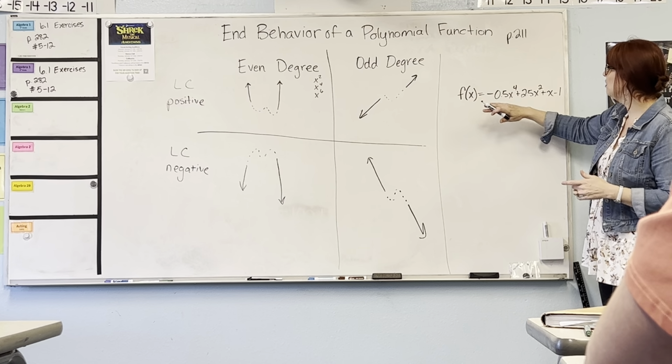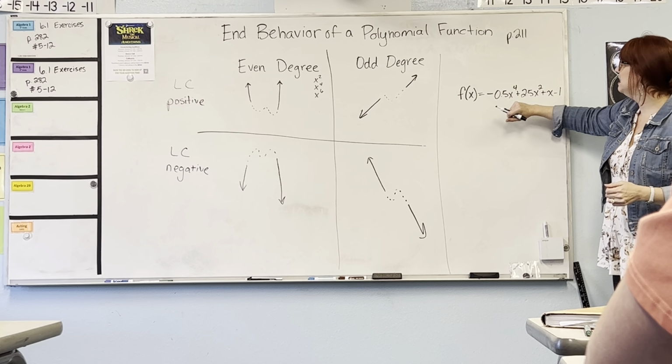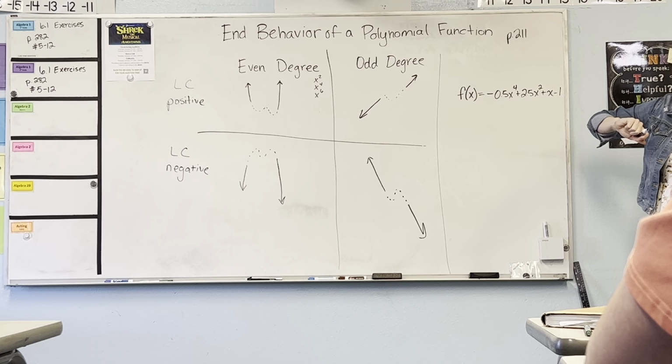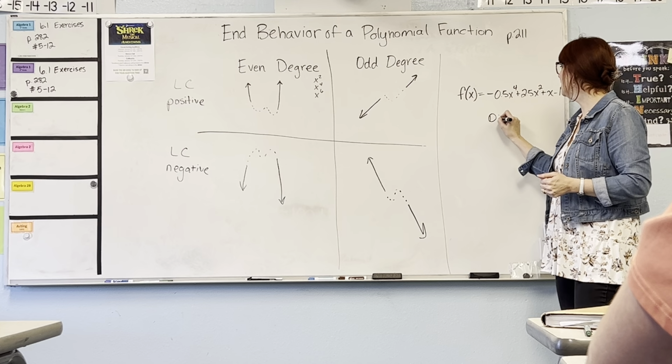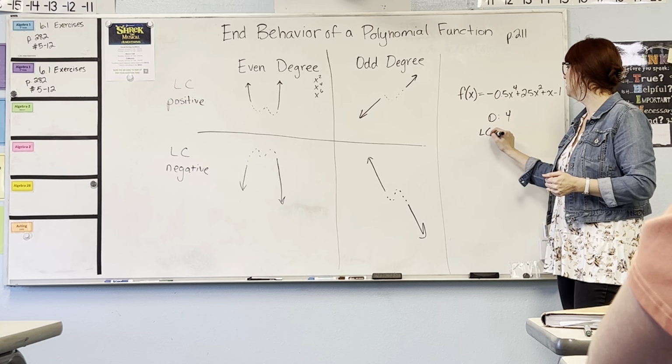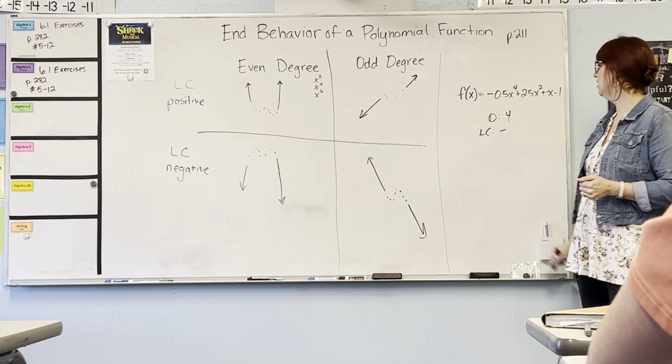Okay, this function right here. What is its degree, first of all? 4, right? What's its leading coefficient? Negative 0.5. Negative, right? I'm just going to write negative, or negative 0.5.